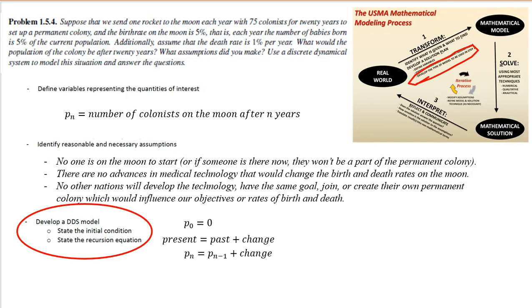What's changing year by year on the moon? Well, we have a birth rate, we have a death rate, and we also have the addition of 75 colonists every year. So we have three aspects of this scenario that are actually changing, and we need to incorporate all three into our model.